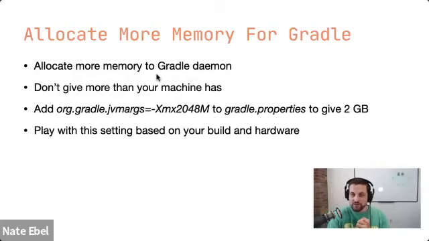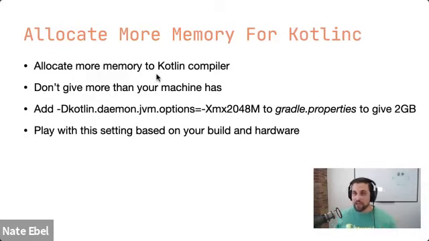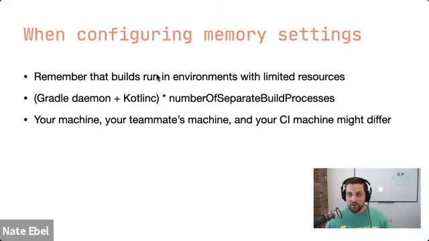Allocate more memory to your builds. Gradle can be memory intensive. So if you have a big beefy machine with 32 gigs of RAM, if you can afford to give 4 gigs of memory to your build, or maybe 8 gigs, you can play with those numbers to see if you can speed up your build and spend less time in garbage collection. Similarly, you can give more memory to the Kotlin compiler. And very similarly, you'll have to play with this and see how much memory you can give, but it could speed up the build.